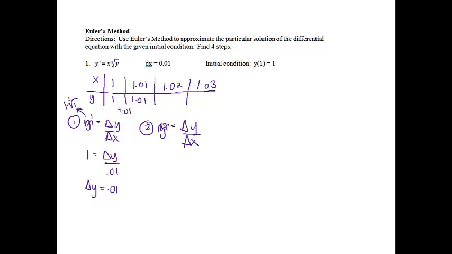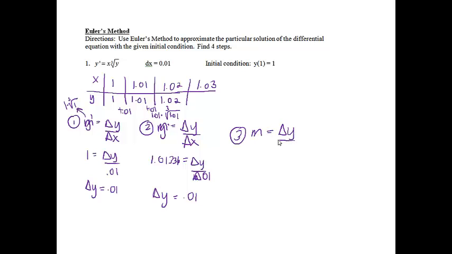Approximation 2: again, m equals delta y over delta x. M is our y prime. To get that, this time we do 1.01 times the cube root of 1.01, and when I do that, I get 1.01336. That equals delta y over 0.01. If I cross multiply, I get delta y is equal to, once again, 0.01. So we add 0.01 to that y value, which gives me 1.02.